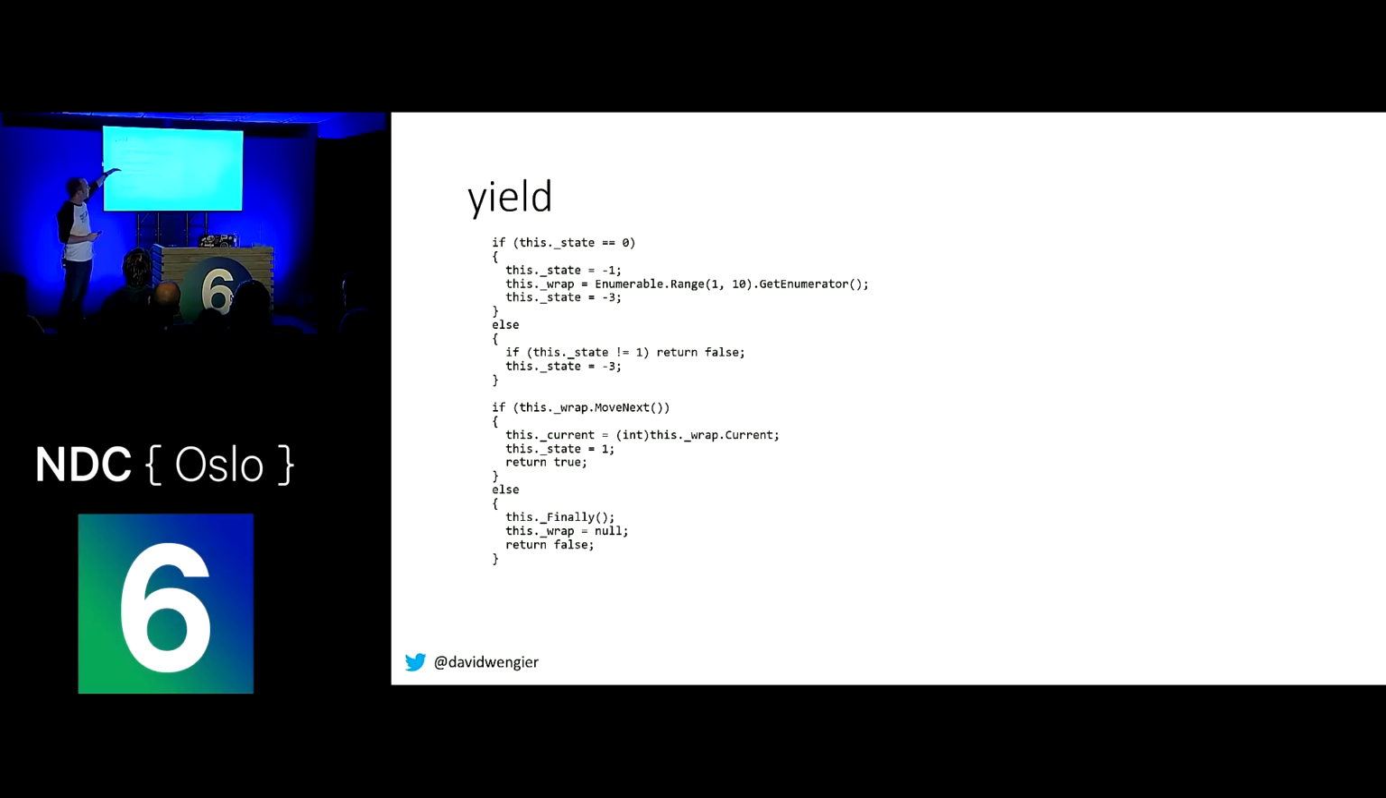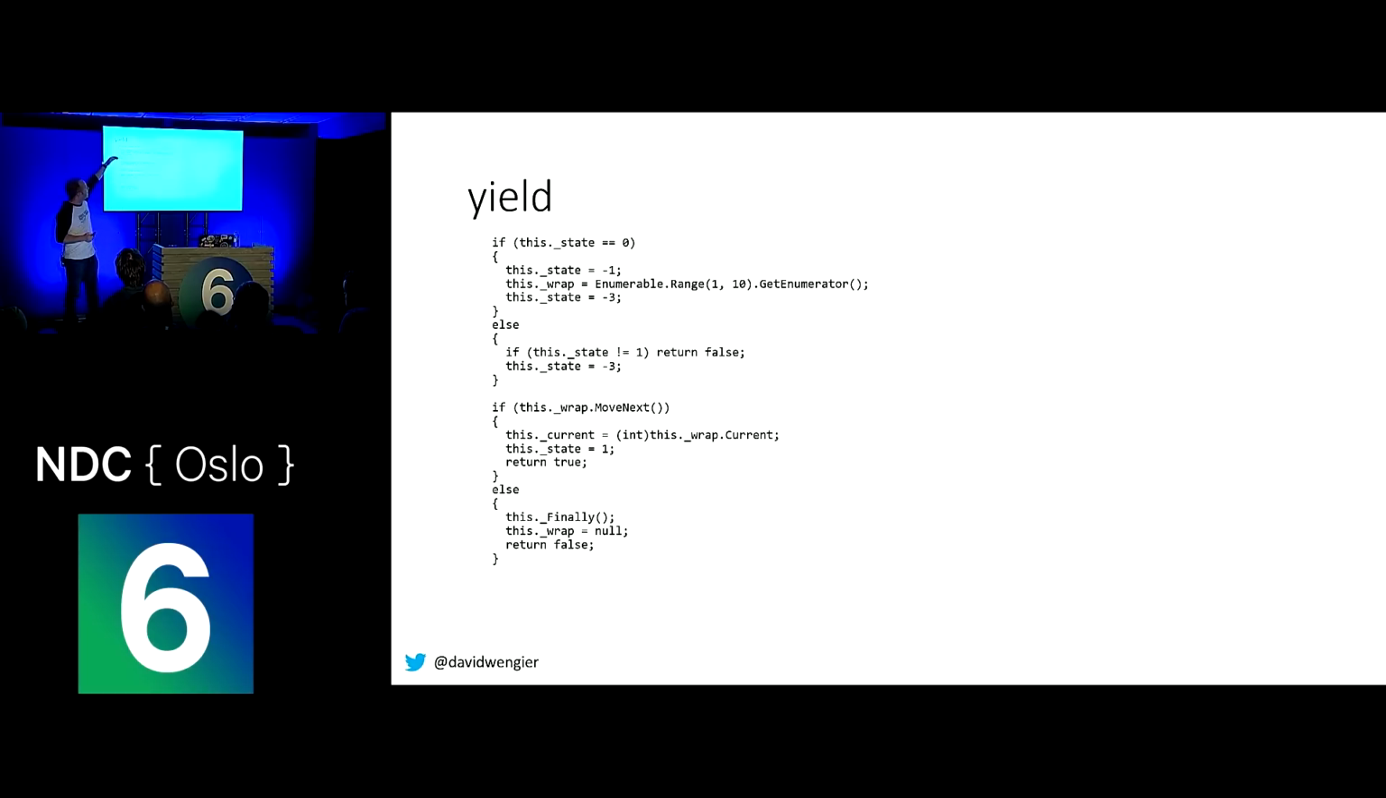So we come down to here, and well, we're in MoveNext, and we wrapped something, so we just pass that MoveNext call on. If it can move next, we can move next. We get the current value, our state is 1, we're all good. If it can't move next, we're finished. So call our finally and our Dispose, clear the wrapped IEnumerable, and return false, there's no more values.